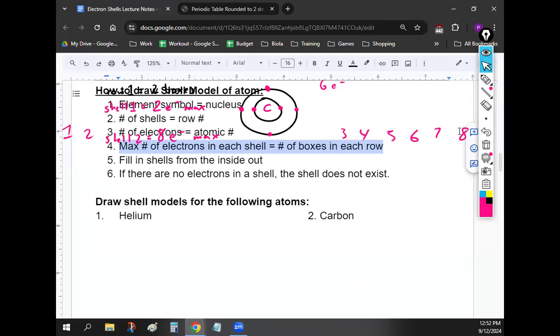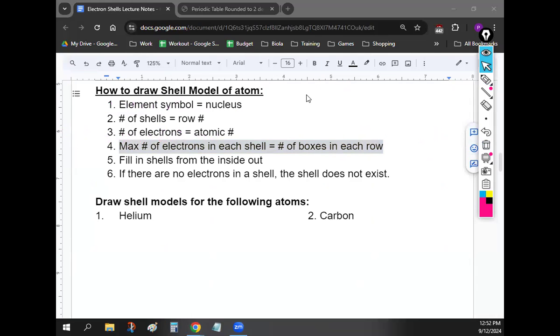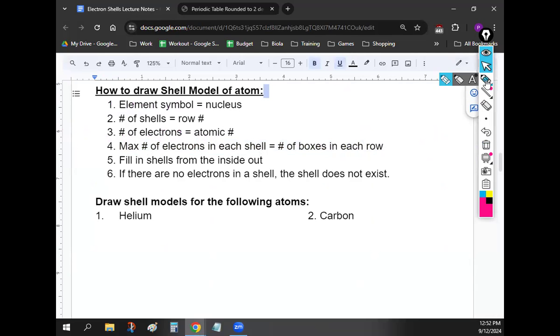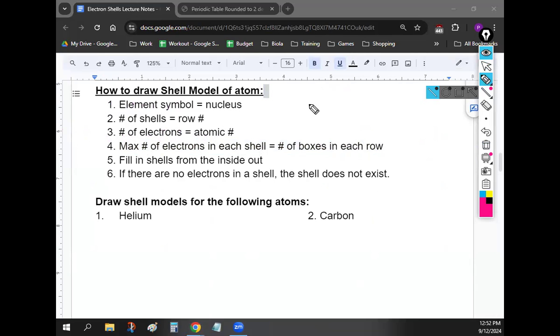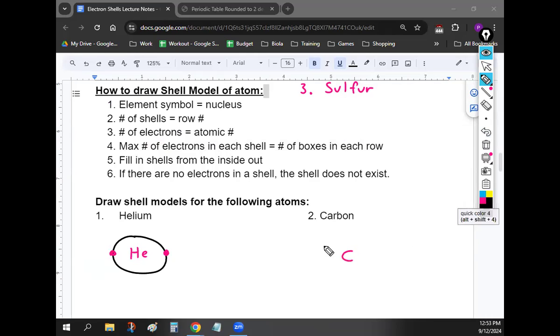All right, do you think you could try one on your own? Okay, I will leave the rules up here for you to take a look at, but I want you to try number 3. Number 3, you're going to be drawing the shell model for sulfur. Take a second. You can work with the person next to you or try it on your own. I'll put the 2 examples we did down here so you can keep an eye on it, okay?